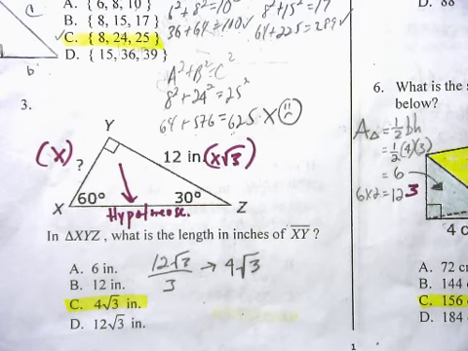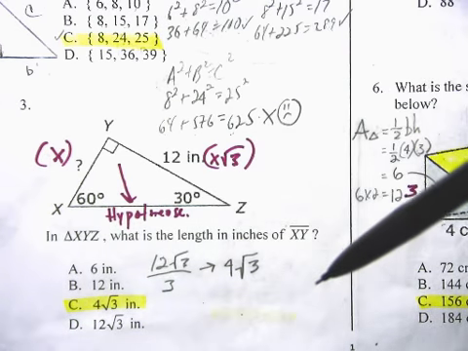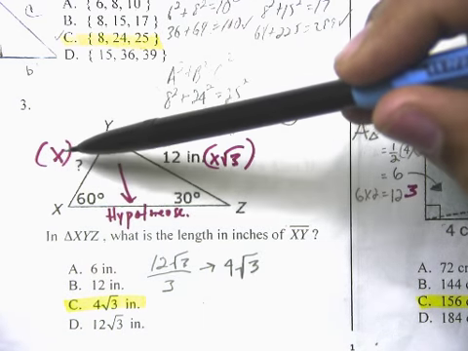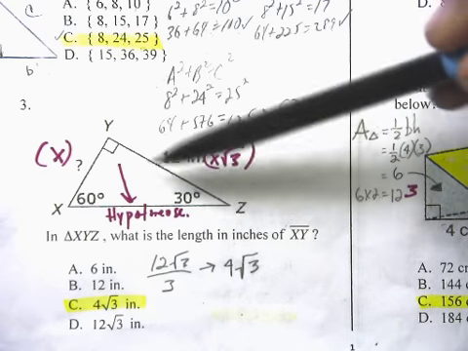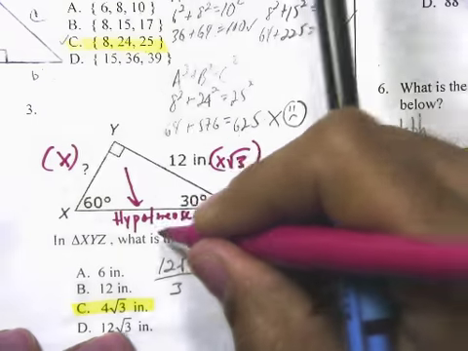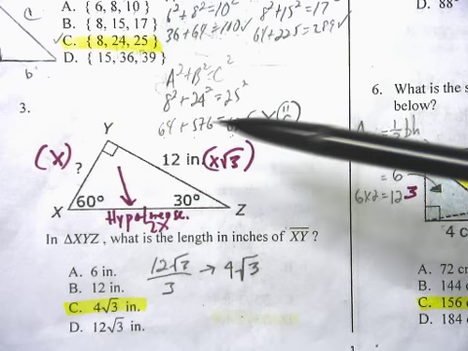Question number 3, you have a special right triangle. You know that it's a special right triangle because you have 30, 60, and 90. You know that by looking at your reference sheet: the little leg is usually just x, a number, and the long leg is x times the square root of 3. And I know that this is my hypotenuse, and that's usually 2 times the little leg, or twice x, right?